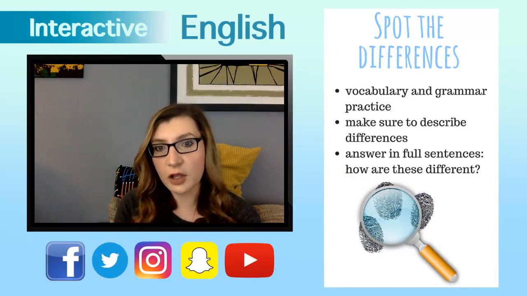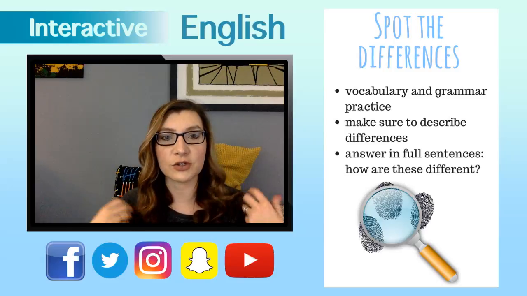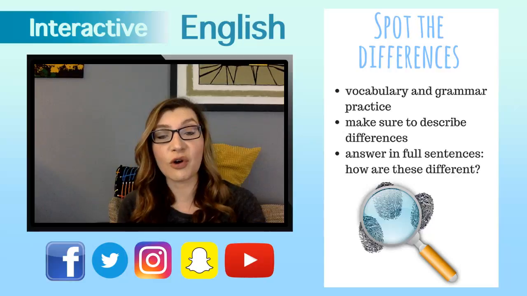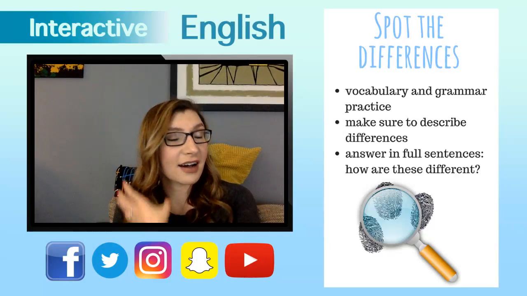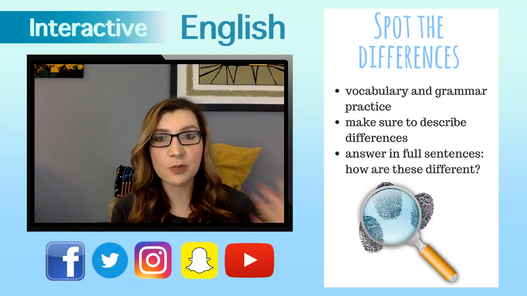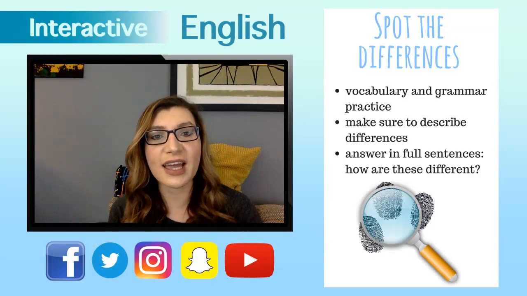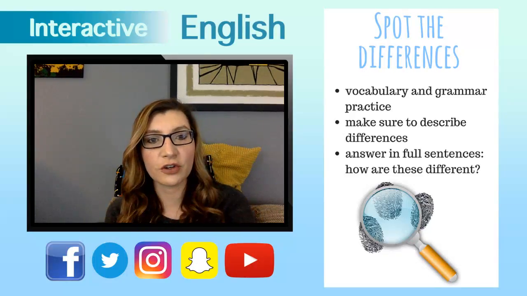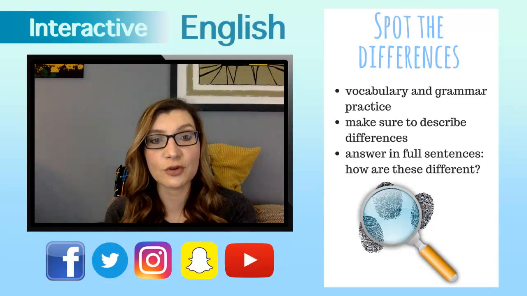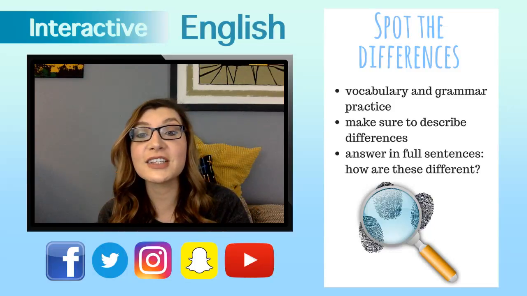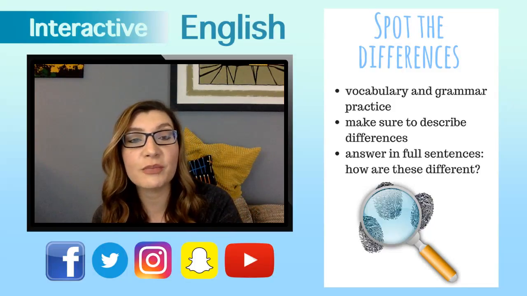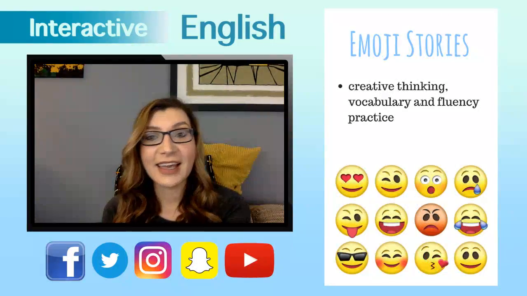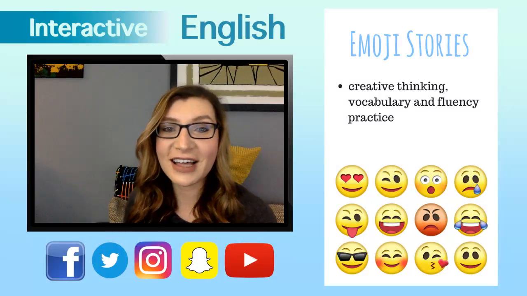Another fun way to develop our vocabulary, to keep using the descriptive words, was to spot the differences. And this one is super easy because all you have to do is go to Google Images and type in spot the differences, and it's right there. You can just print one or work on it on your computer and describe. Make sure to describe those differences very well. And you guys did so amazing, and I'm so impressed with our students for how well you did. So wonderful job.